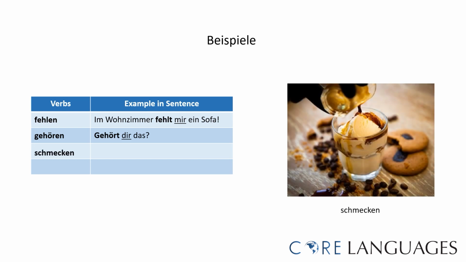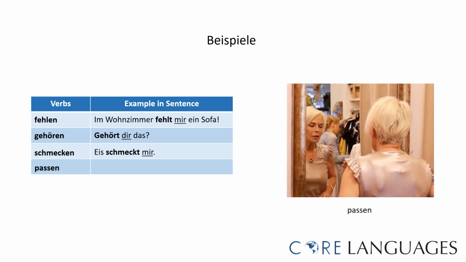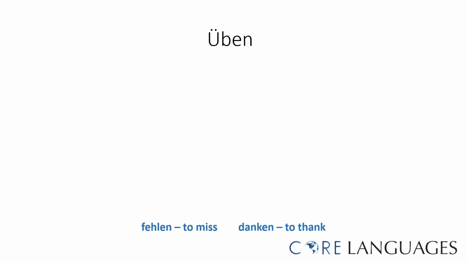Schmecken, to taste. If schmecken is used by itself without a specific adjective, it means to taste good. For example, Eis schmeckt mir. Ice cream tastes good to me. Passen, to fit. Die Bluse passt ihr. The blouse fits her. Let's practice.